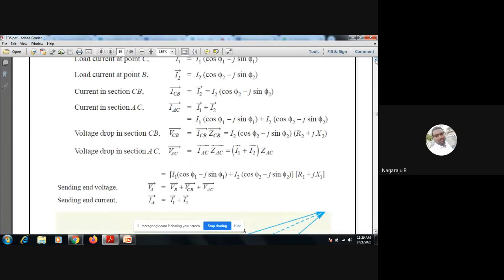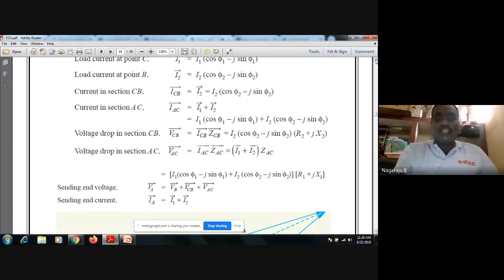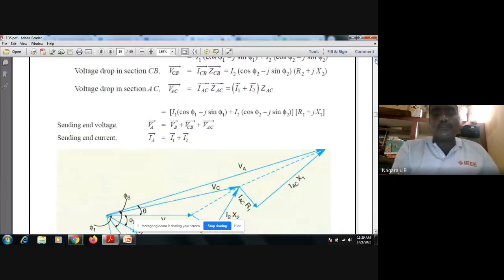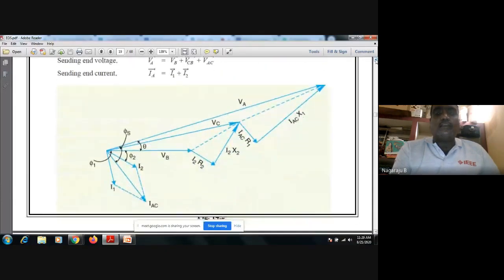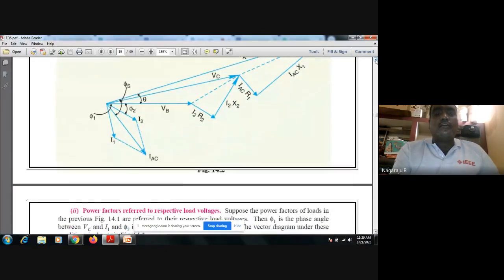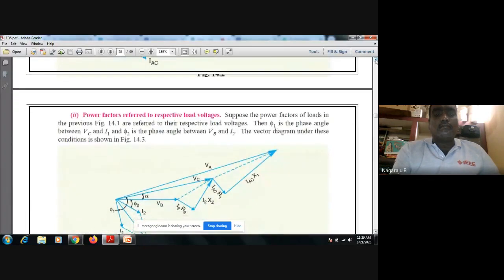At the sending end, voltage VA is equal to VB plus VCB plus VAC. And sending end current IA is equal to I1 plus I2. Like this, we have the vector diagram of that. You have different levels of this.